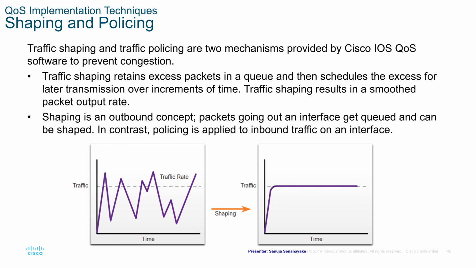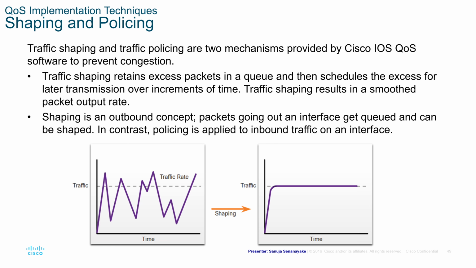Traffic shaping and policing. Traffic shaping and traffic policing are two mechanisms provided by Cisco IOS QoS software to prevent congestion. Traffic shaping retains excess packets in a queue and then schedules the excess for later transmission over increments of time. Traffic shaping results in a smooth packet output rate. Shaping is an outbound concept.